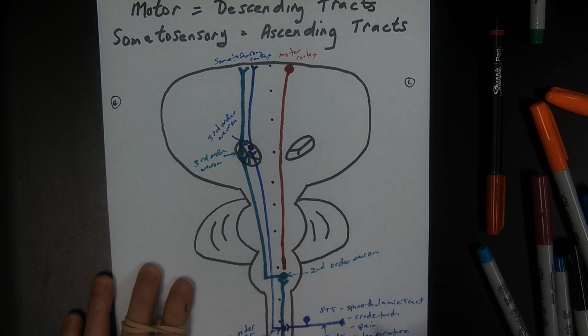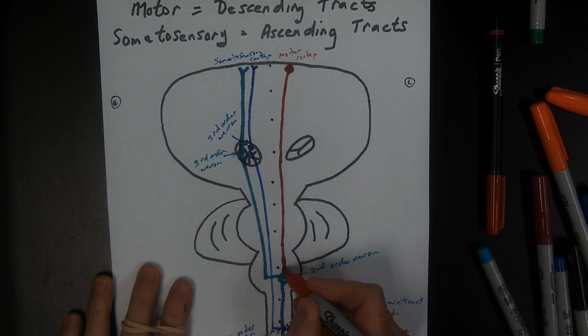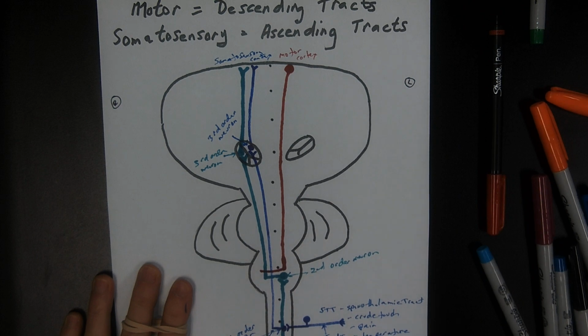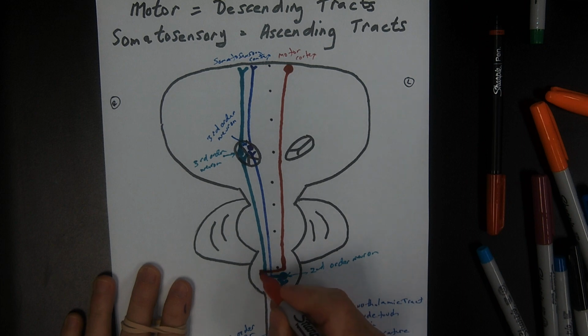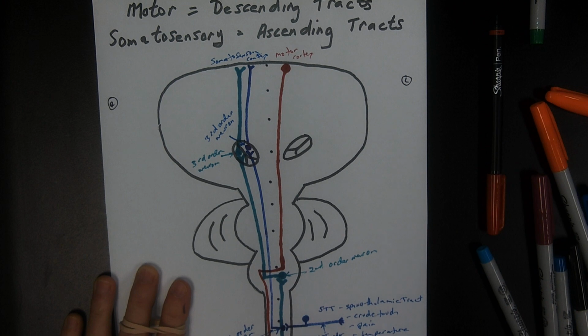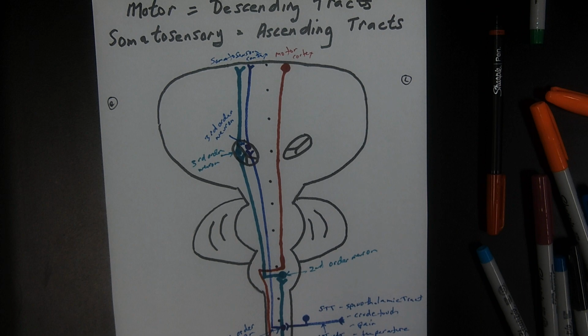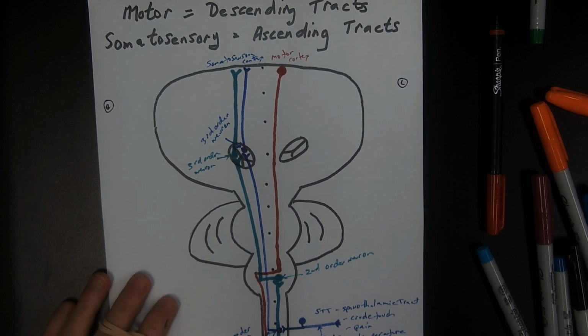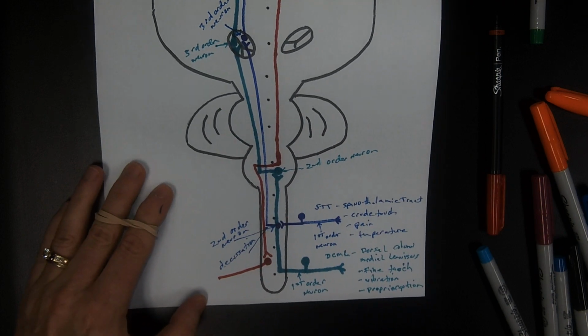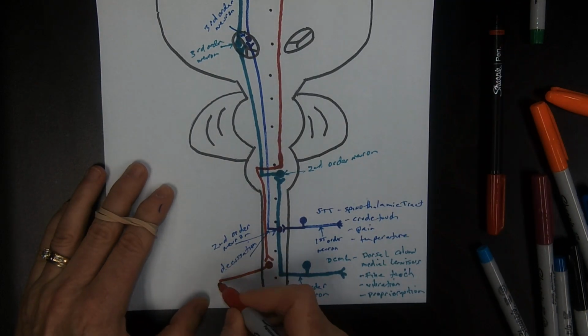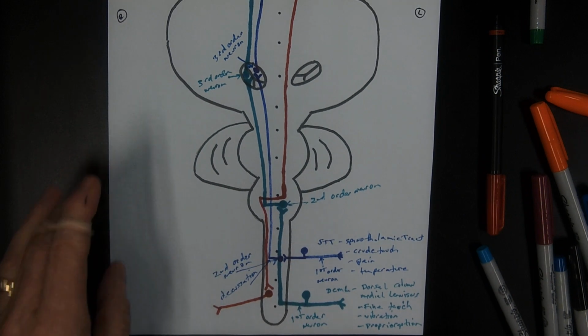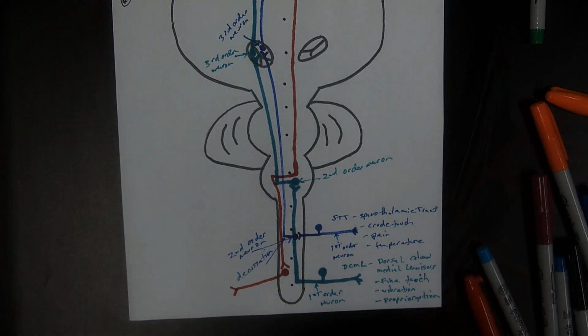Once it gets there, the same axon is going to decussate at the level of the medulla, and then travels all the way down to the appropriate spinal level, and then synapses in the ventral gray horn with a neuronal cell body. And that neuronal cell body goes out and innervates skeletal muscles.